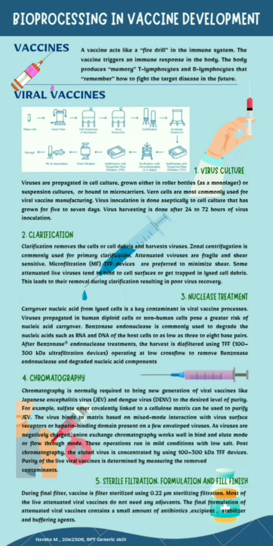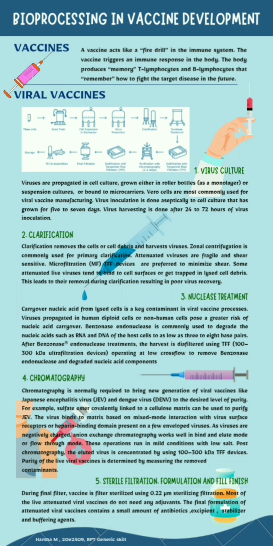This treatment is sufficient to bring most attenuated viral vaccines to the desired level of purity during the concentration and diafiltration step. However, chromatography is normally required to bring new generation of viral vaccines such as dengue virus to the desired level of purity. As viruses are negatively charged, anion exchange chromatography works well in bind and elute mode. Post chromatography, the eluted virus is concentrated by using tangential flow filtration devices. Final virus vaccine bulk is basically comparable to that of water. During final filter, vaccine is filter sterilized.